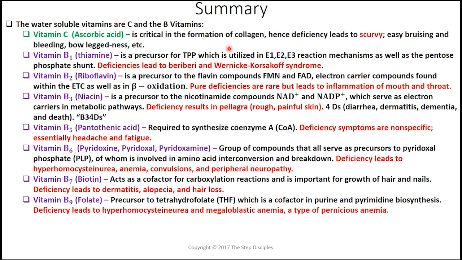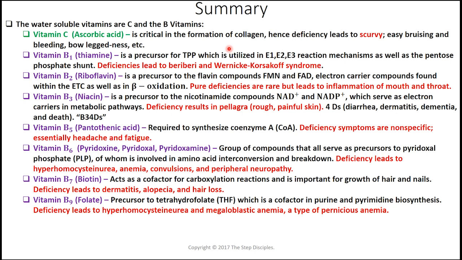Vitamin B9, folate, is a precursor to tetrahydrofolate, which is a cofactor in purine and pyrimidine biosynthesis. Its deficiency leads to hyperhomocysteinuria and megaloblastic anemia, a type of pernicious anemia. And I guess it's probably not completely accurate to call it a type of pernicious anemia. A better way to say it is that megaloblastic anemia can be a type of pernicious anemia, because pernicious anemias result from vitamin B12 deficiency.